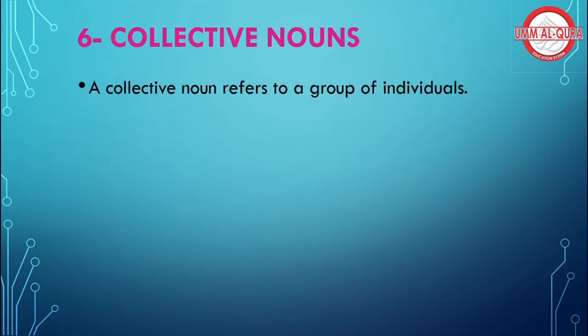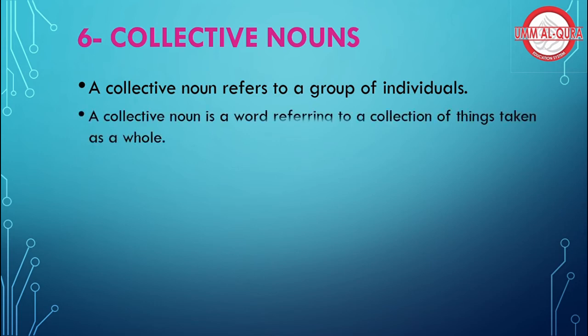Next we have collective nouns. A collective noun refers to a group of individuals. For example, all of you are sitting, okay, and I will refer to you as a class. I cannot call your names one by one, right? There are so many students in a class, so how am I going to refer to you? Of course, I would need a kind of noun, a name that will be used for all of you together, similar individuals in a group. In other words, a collective noun is a word referring to a collection of things taken as a whole.